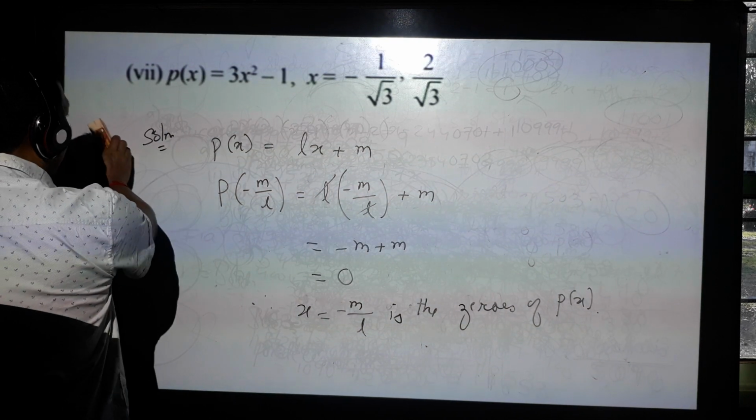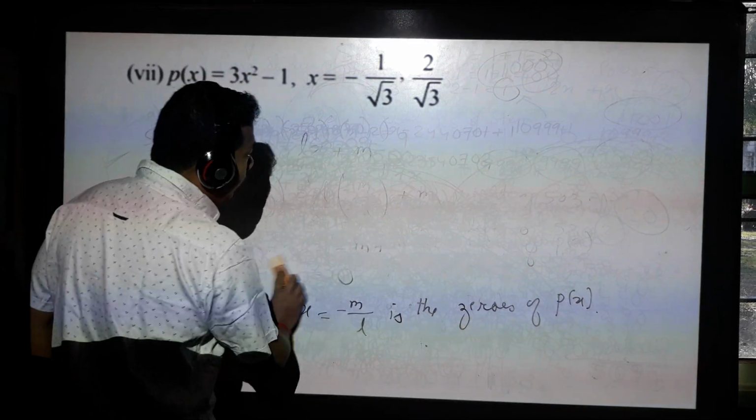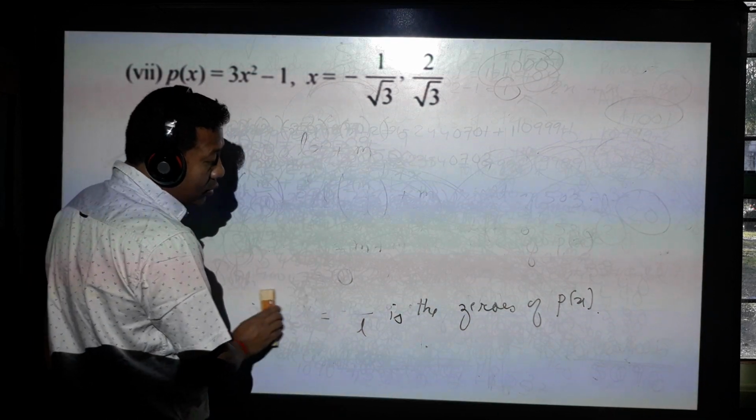Let's take Roman number 7. Why I am taking up Roman number 7 is because there are root 3.